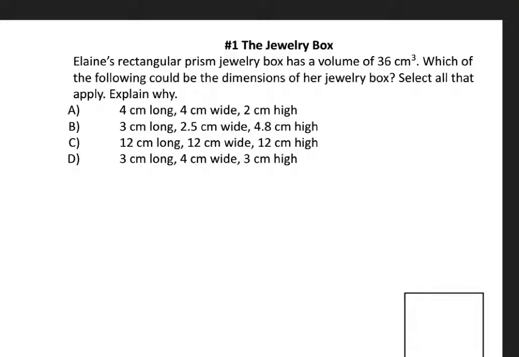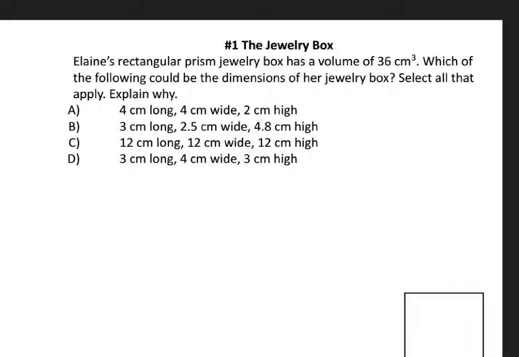All right, so starting with number 1, the jewelry box. It says Elaine's rectangular prism jewelry box has a volume of 36 centimeters cubed. Which of the following could be the dimensions of her jewelry box? Select all that apply and explain why. So we're given the dimensions in each case, and we just have to verify which one has a volume of 36 centimeters cubed.